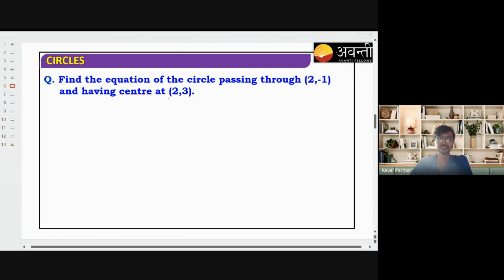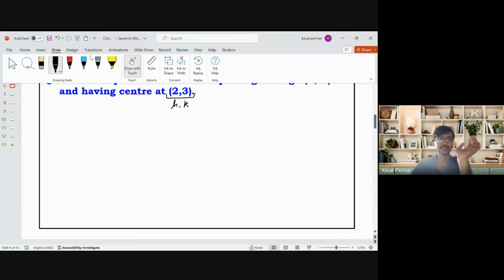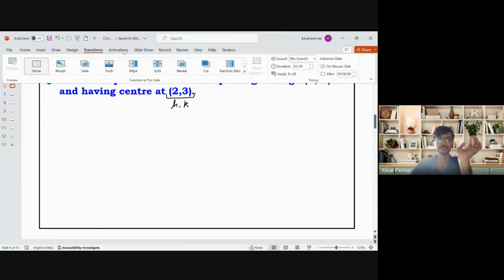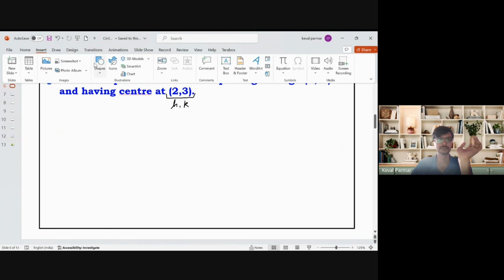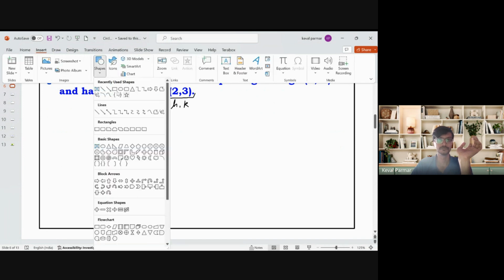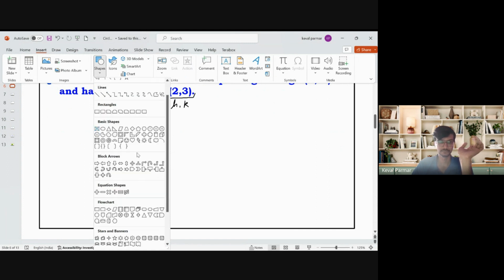So here, the center is given. If the center is given, we know h and we know k. Now, what is required? Radius. Now, let's draw a diagram or try to draw a diagram. We can draw the diagram here. Let's see circle. Where is the circle here?